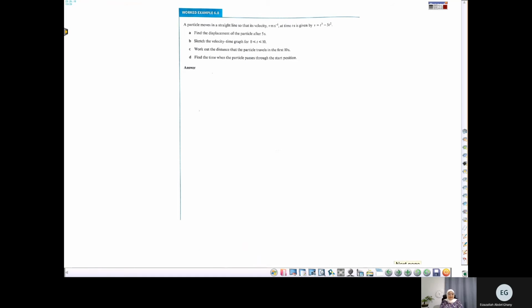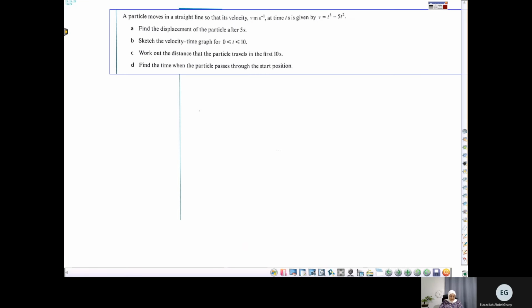Next, a particle moves in a straight line so that its velocity v meters per second at time t is given by v equals t cubed minus 5t squared. Part A, find the displacement of the particle after 5 seconds. Part B, we need to sketch the velocity time graph from 0 to 10. Expect the shape of the curve. It is a cubic function with humps.